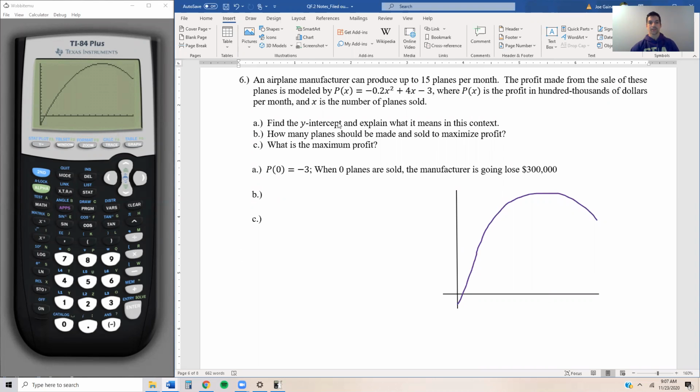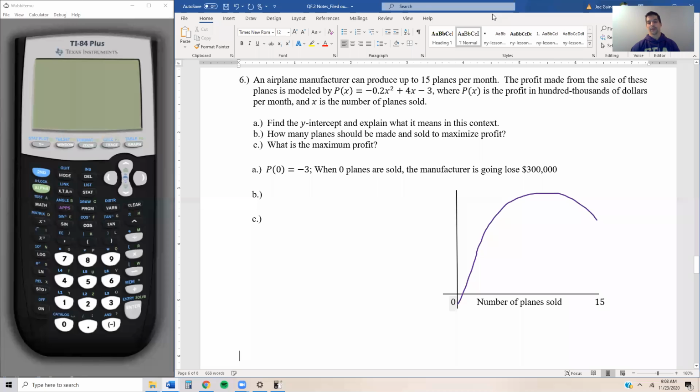So the x-axis goes back to the x value. What is x? Well, x is the number of planes sold. So let's go ahead and label that axis. I labeled the x-axis as number of planes sold. In addition, I also included some values on my x-axis, knowing that we start at 0 and that we're ending at 15 on the x. So it gives our graph a little bit of a numeric representation as well.